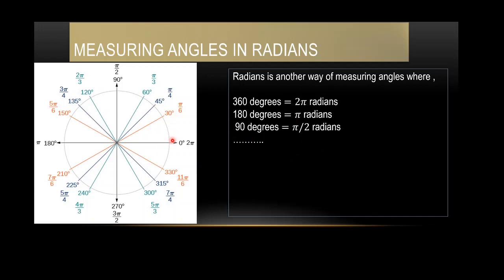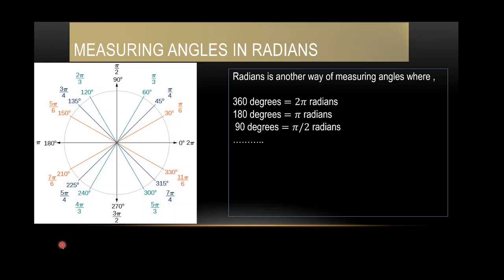So radians is another way of measuring angles. So 2 pi radians is 360 degrees. So we should go anti-clockwise in this case. 2 pi radians is 360 degrees, and that's how the 2 pi r formula of the circumference of the circle comes. And pi radians is obviously 180. Pi by 2 radians is 90. So like this you can use the unitary method, or just normal ratio proportion, to get the degrees to radians conversions.